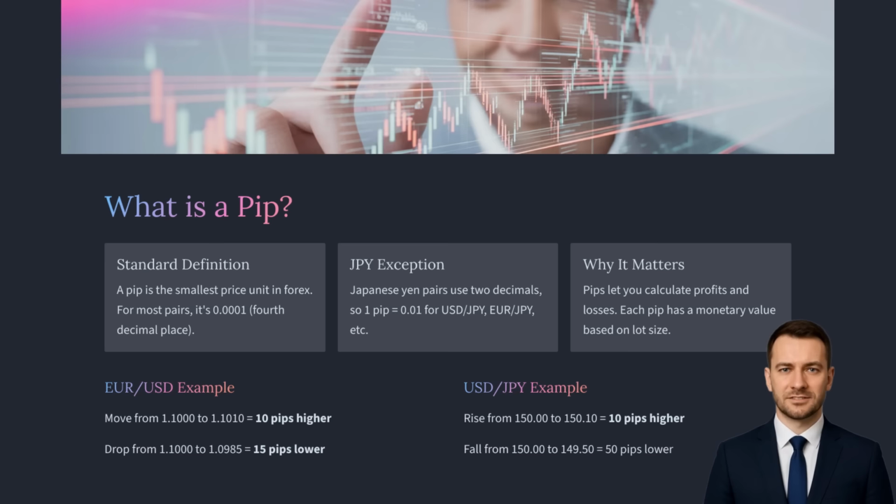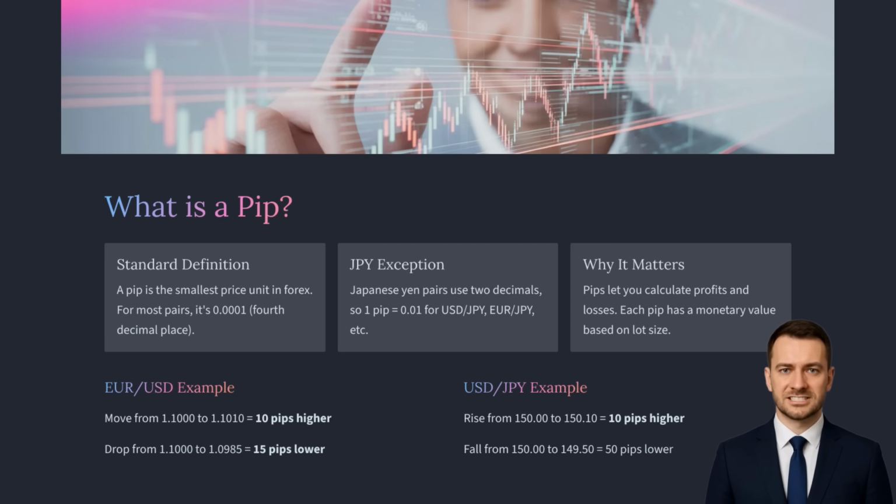EUR/USD example. If EUR/USD rises from 1.1000 to 1.1010, it has moved 10 pips higher. Conversely, a drop from 1.1000 to 1.0985 would be a 15 pip decrease. On a price chart, these moves might look small, but in terms of pips, they quantify the change precisely. USD/JPY example. If USD/JPY goes from 150.00 to 150.10, that is a 10 pip increase. A move from 150.00 down to 149.50 would be a 50 pip drop. Even though JPY pairs are quoted to 2 decimals, we count pips in a similar way, just using 0.01 increments.